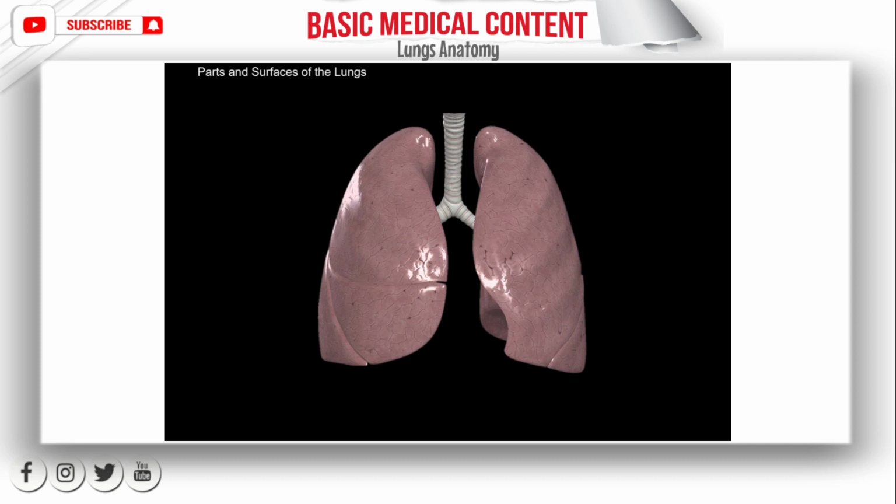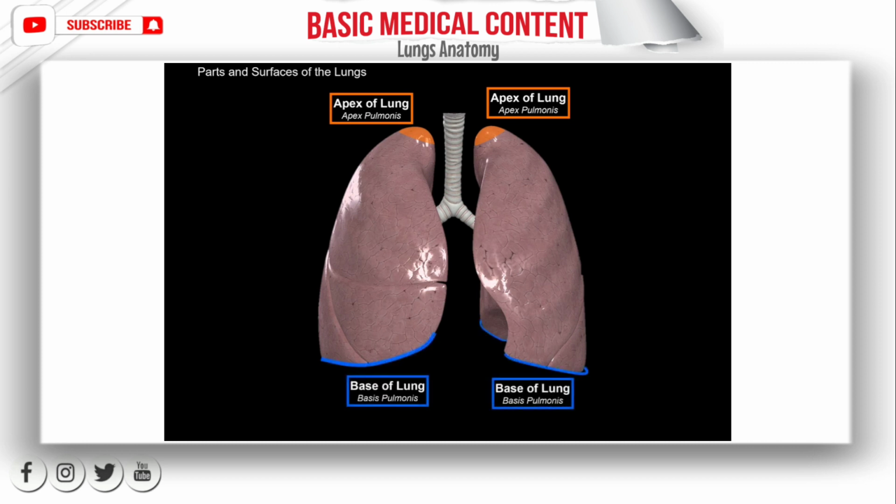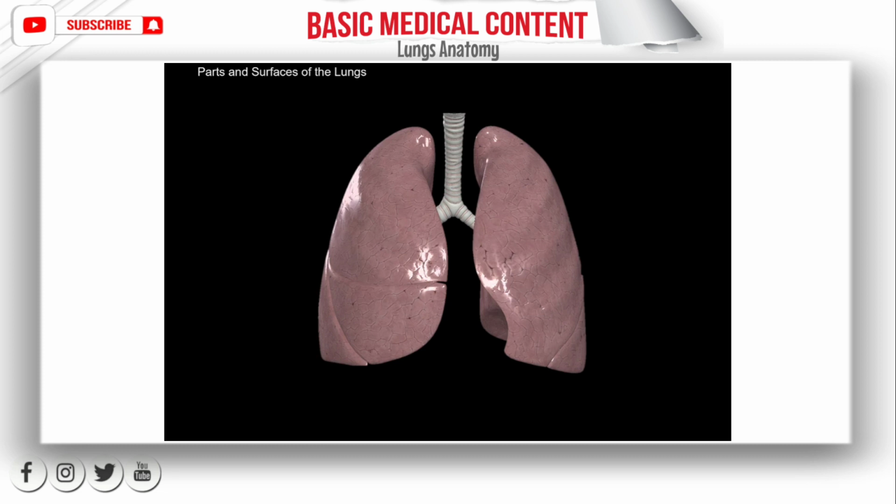Now let's start with the anatomy by looking at the parts and the surfaces of the lungs. The uppermost cone-shaped part is what we call the apex of the lungs, and the bottom is what we call the base of the lungs. The lung faces different structures, right? Because they face different structures, we divide the lung into different surfaces as well. So the lungs have 4 surfaces in total.